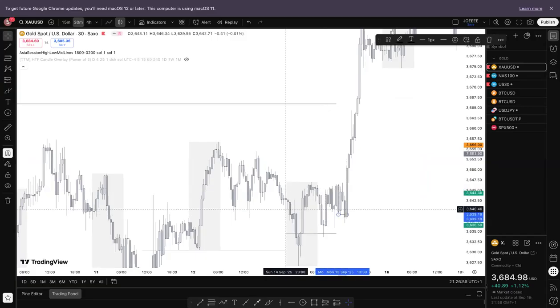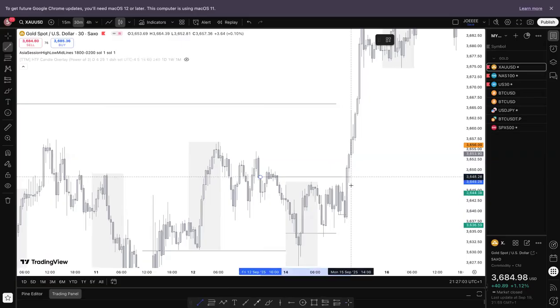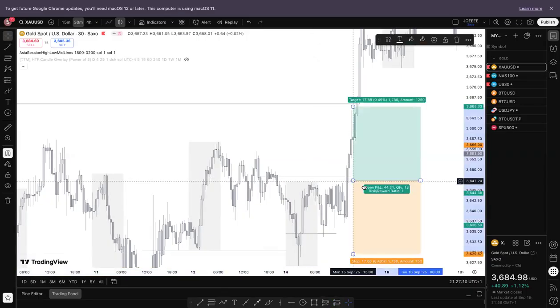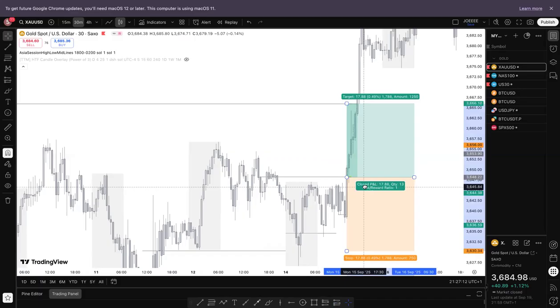Most of these setups are continuation entries. That's continuation setups all the time. You can see this entry, target, and price move to the target of the day. You can see, and price triggered, and price moved to the target.